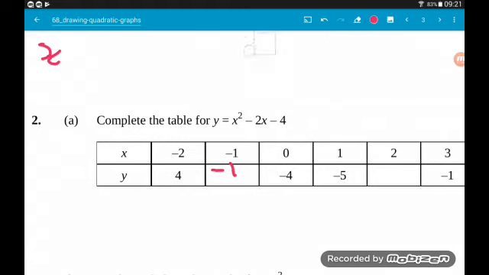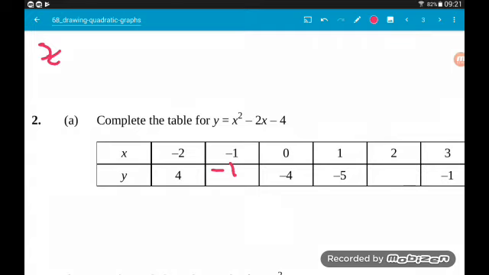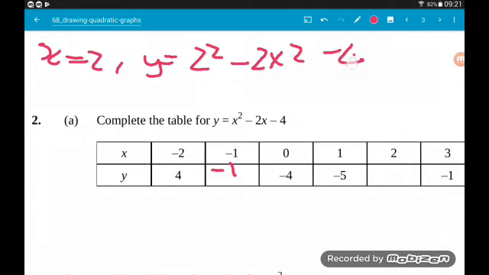Okay, so moving on, we now need to find the value of y when x is equal to 2. So when x is equal to 2, y is equal to 2 squared minus 2 times 2 and then minus 4 on the end. So 2 squared is 4, 2 times 2 is 4, so we've got 4 minus 4, and then another minus 4. So 4 minus 4 is 0, minus another 4, we have got minus 4.